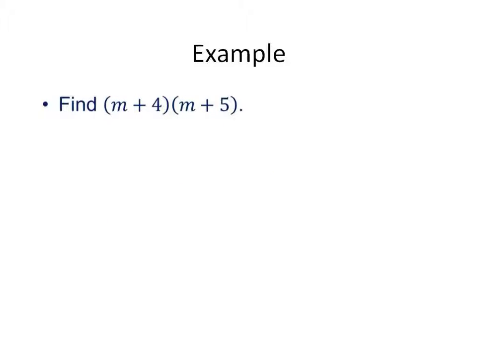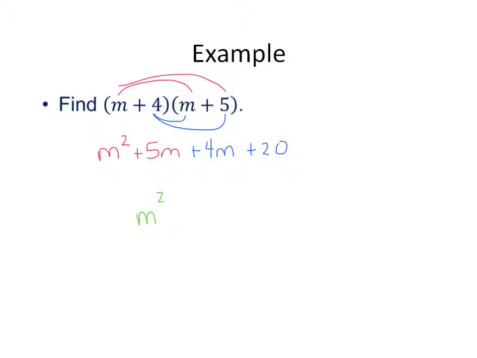Okay. So here we have m plus 4 times m plus 5, and we're going to start out by distributing the m. m times m is m squared, and m times 5 is a positive 5m, so we do plus 5m. Then 4 times m is 4m, and 4 times 5 is 20. Again, we always combine like terms, so the two m terms in the middle make 9m plus 20.